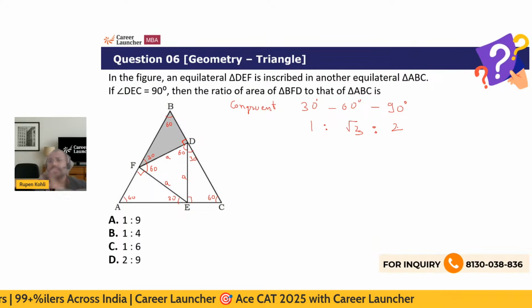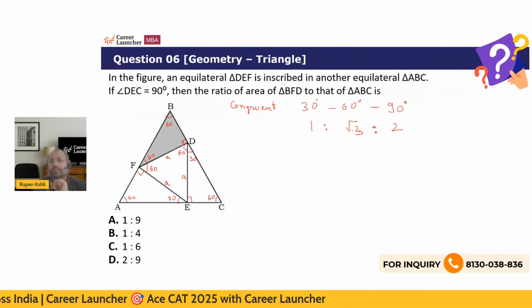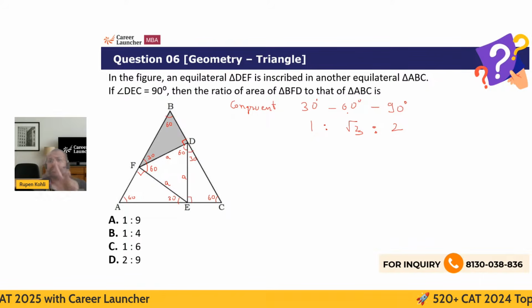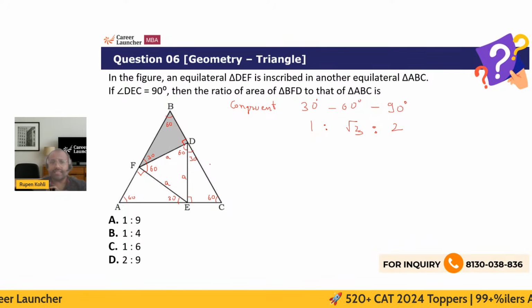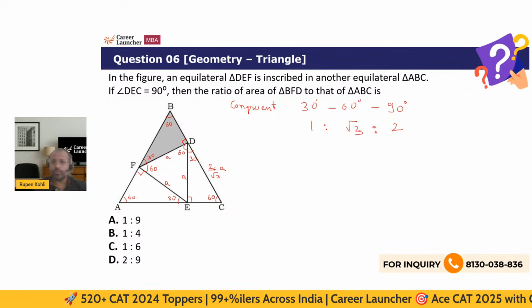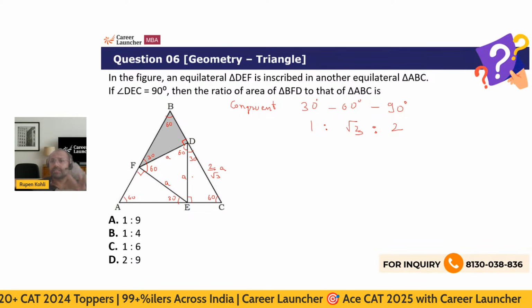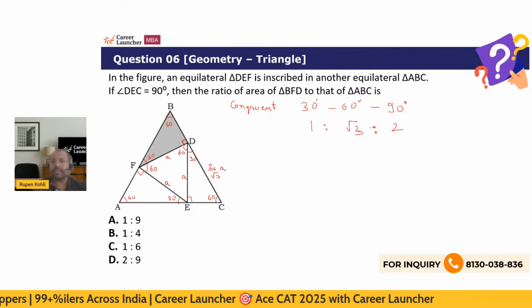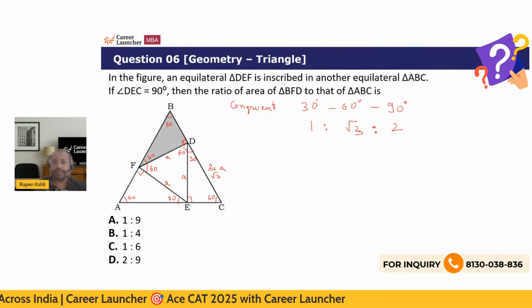So root 3 is to 2 is the ratio. So can I say 90 degree side should be 2 by root 3 times of 60 degree side? So this side DC, can I say, should be 2 by root 3 times of A, agree? Right? So DC is 2 by root 3 of A. Root 3 is to 2. So 2 by root 3 times of this side A, right?